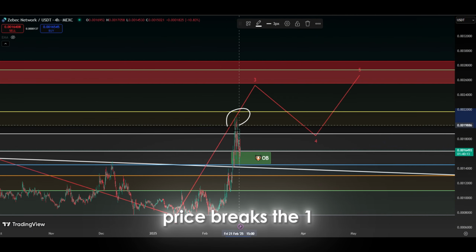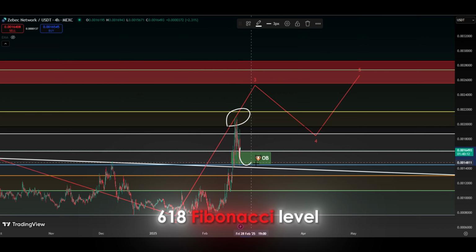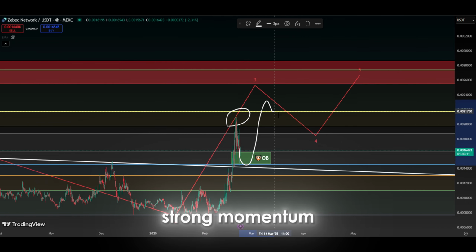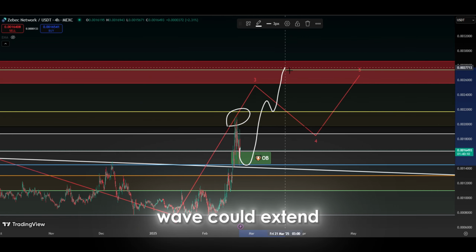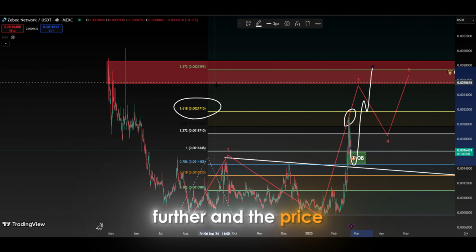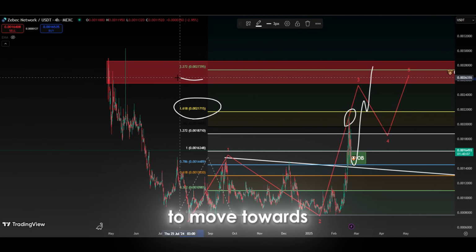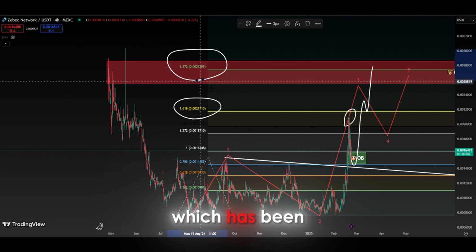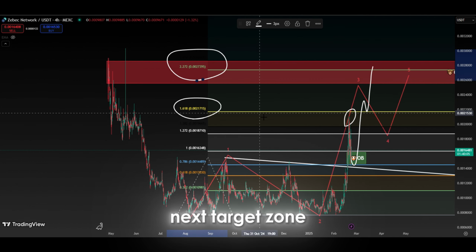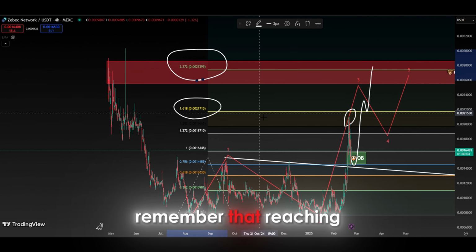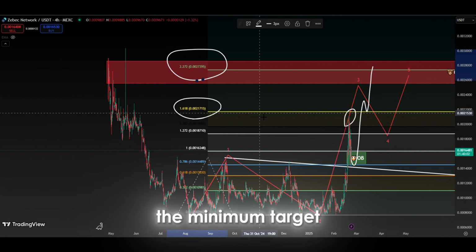However, if the price breaks the 1.618 Fibonacci level upwards with a strong momentum, this would signal that the third wave could extend further, and the price is more likely to move towards the green line, which has been identified as the next target zone. Remember that reaching 1.618 is the minimum target, which means it could go even further.